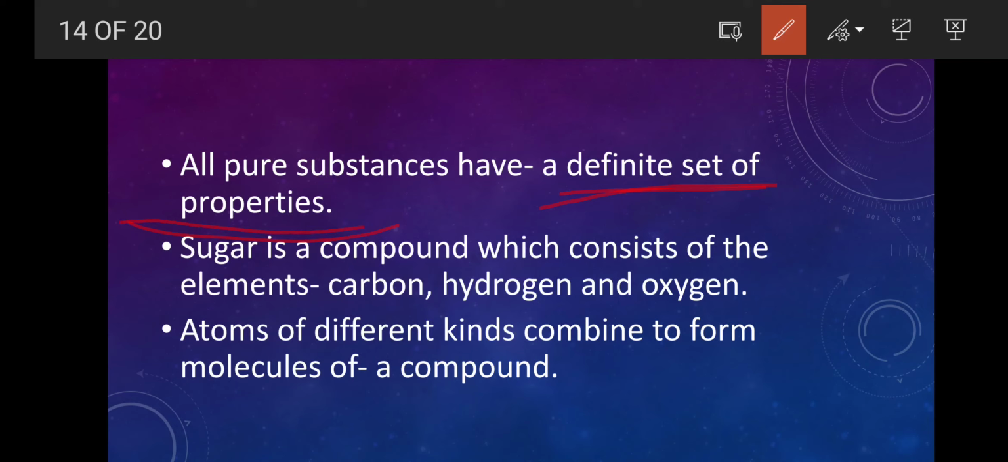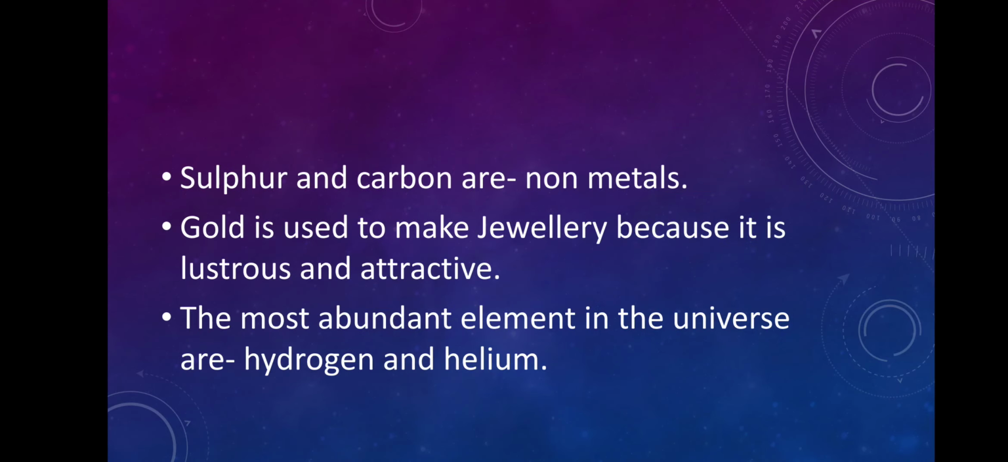Then the sugar is a compound which consists of elements. Which are the elements present in sugar? So this is the part of the answer: carbon, hydrogen and oxygen. Next is atoms of different kinds combine to form molecules of, what is the answer part? Compound. Okay.